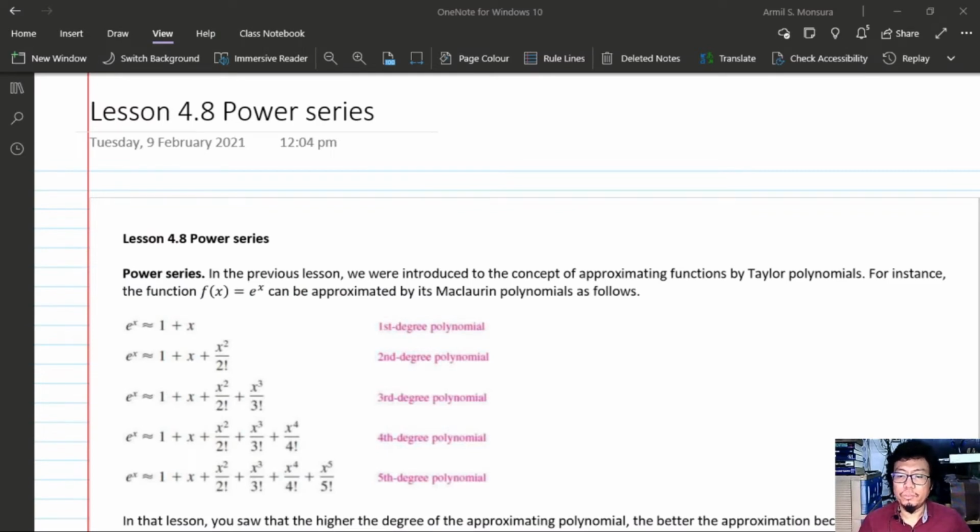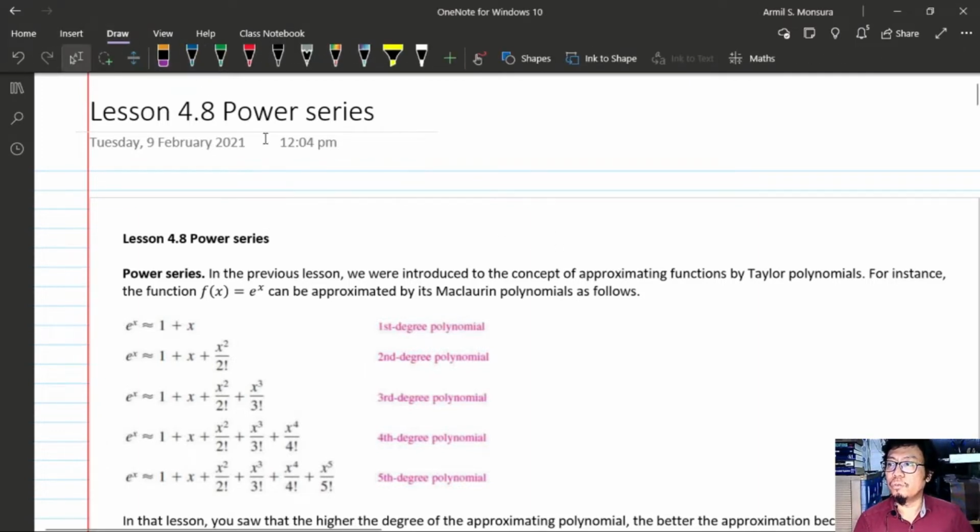Okay, now we proceed with the discussion of power series. In the previous discussion, we were introduced to the concept of approximating functions by Taylor polynomials. We found out that we can approximate the values of functions using what we call Taylor polynomials. For example, we can write out the fifth degree Maclaurin polynomial for e raised to x.